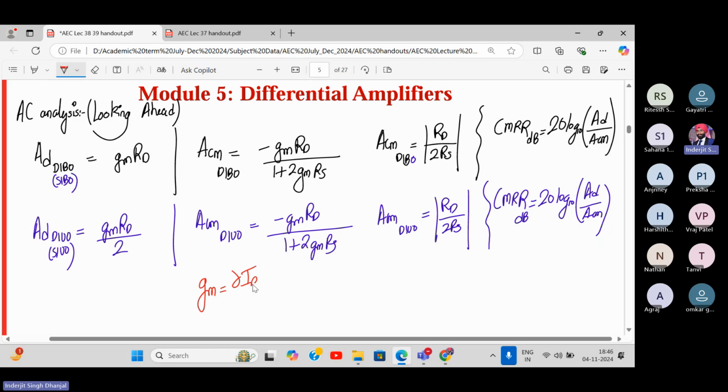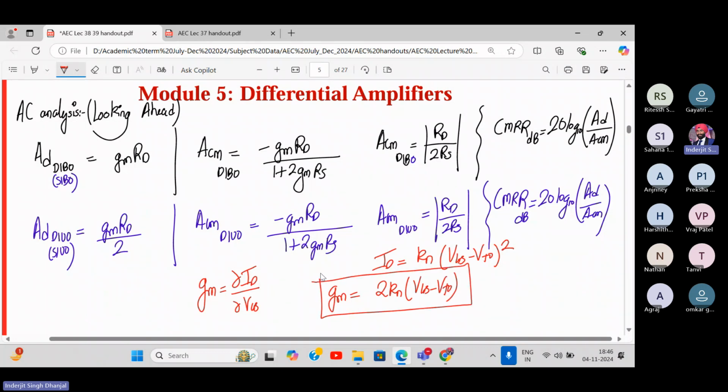GM is given by delta ID upon delta VGS. You know the ID formula: Kn times (VGS minus VTO) the whole square. So you can differentiate this with respect to VGS and you will get GM as twice Kn (VGS minus VTO). So note down the formula for GM also. So these are all the formulas for AC analysis.